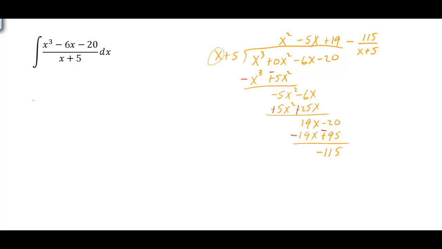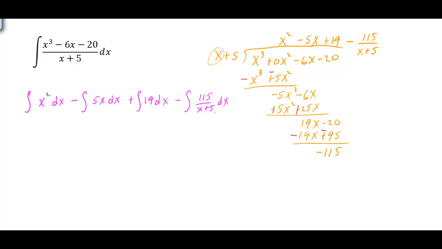Then we could write this, and you could view this really as each term here. We have 1, 2, 3, 4 terms, so we could think of this as 4 separate integrals. And I will write that out that way. You don't have to necessarily write it this way, but you'd have the integral of x squared dx minus the integral of 5x dx plus the integral of 19 dx minus the integral of 115 over x plus 5 dx.